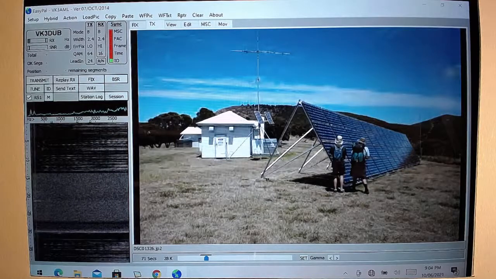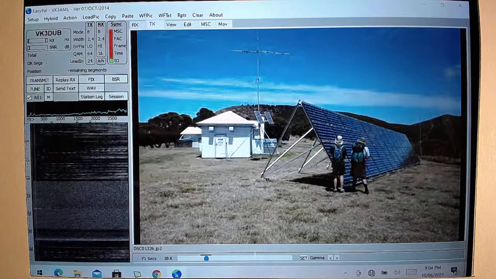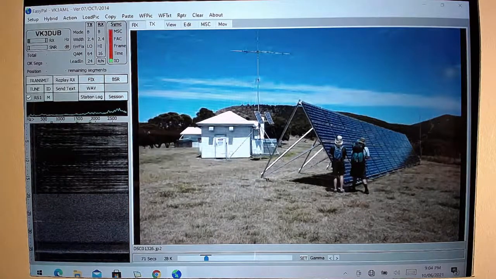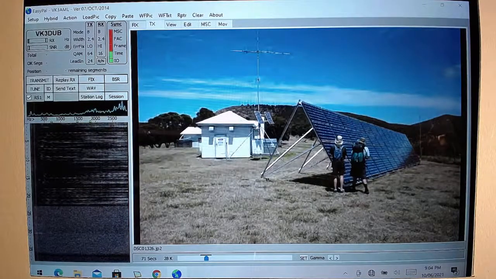Okay, we'll start off with Chris, VK3AML, for the first image for the night. How are you? How's your week been? And yeah, transmit when you are ready.